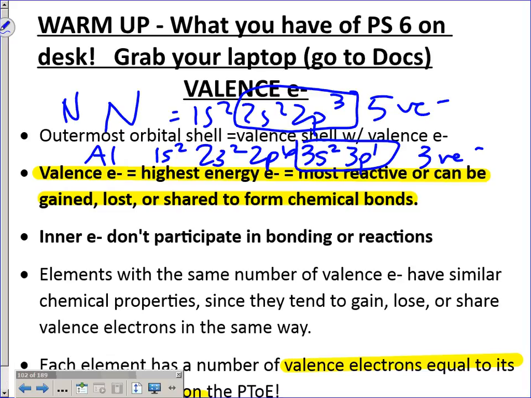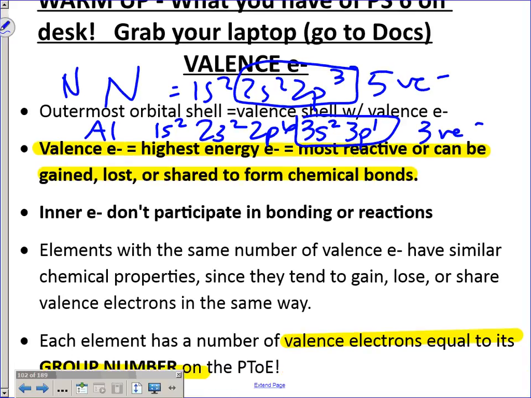Okay, everybody in group 4? Four valence. Everybody in group 5? Five valence. Group 6? Six valence. 7? Seven valence. 8? Eight valence. It goes in accordance with the group number. If you don't remember anything else, that is probably one of the biggest ideas of the patterns you see across the periodic table.